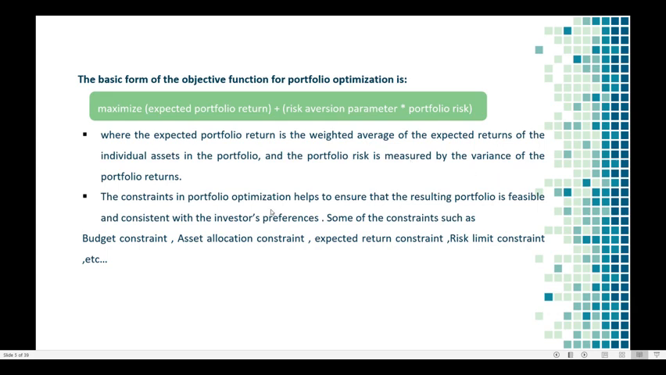The constraints in portfolio optimization help to ensure that the resulting portfolio is feasible and consistent with the investor preferences. Some of the constraints are the budget constraint, the asset allocation constraint, and the expected return constraint.